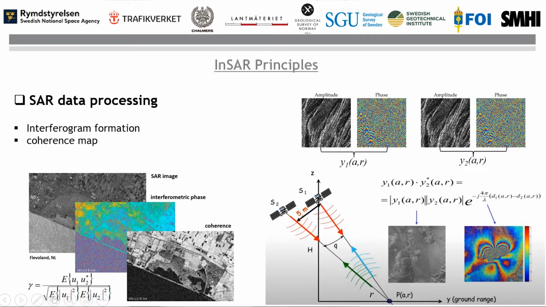Another important product yielded by initial processing is the correlation between two SAR data sets, and the coherence map is an important one. It's a good indicator that shows us the level of noise in our interferogram.